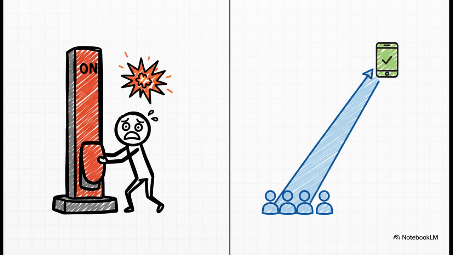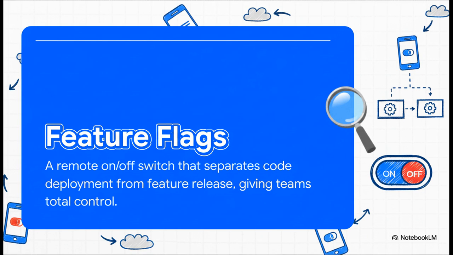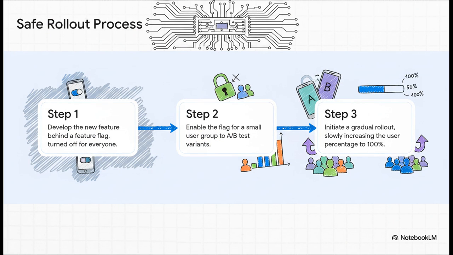They don't just flip a giant switch for millions of users all at once. Nope. They roll things out gradually, very carefully. And the magic tool that makes this possible is the feature flag. Just think of it as a remote control on-off switch for any new feature. This is huge because it completely separates shipping the code from actually turning the feature on for users. It gives the team incredible control.